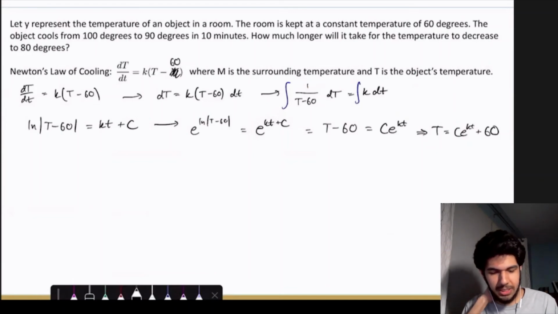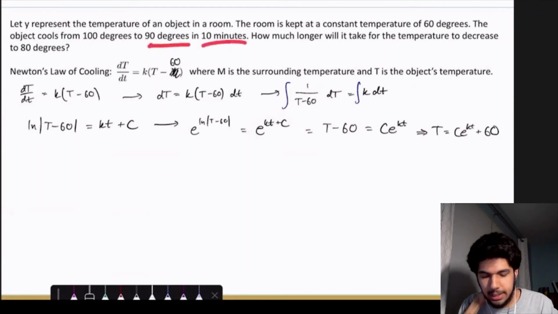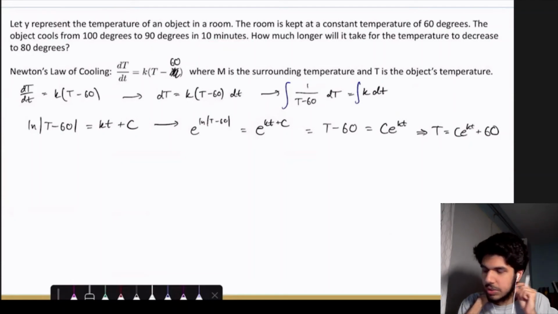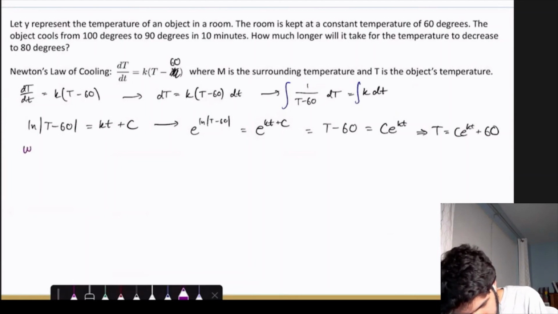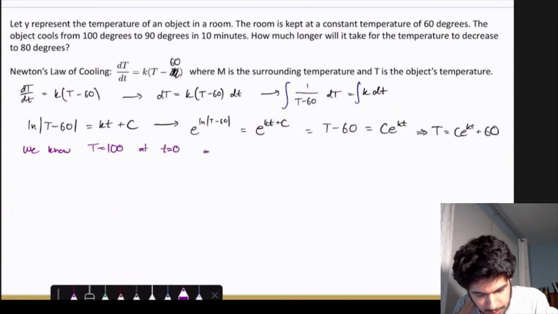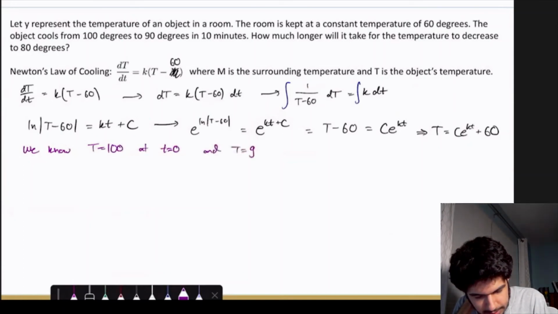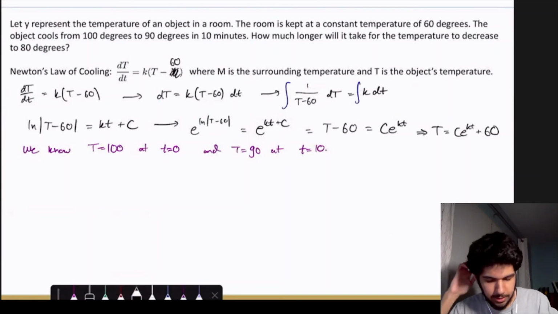So what can we do from here? Well, we're given that the temperature starts at 100 degrees, and after 10 minutes, it's at 90 degrees. So this seems like some good initial conditions. So let's just write this out. Let me use a different color. We know T equals 100 at t equals, we'll call it 0, and T equals 90 at t equals 10. So with that in mind, let's try to solve for our constants C and k.